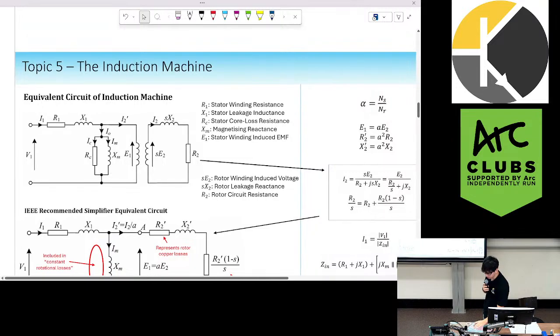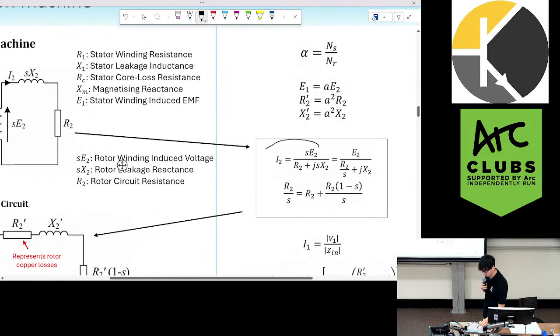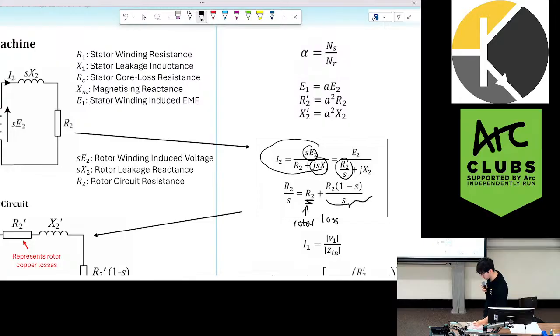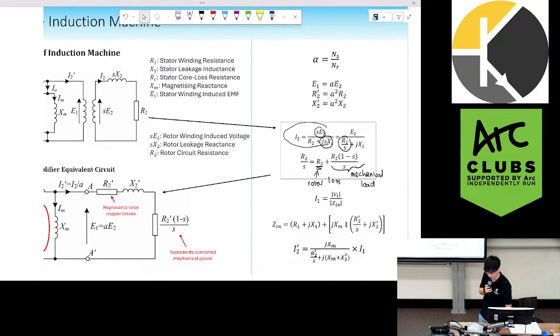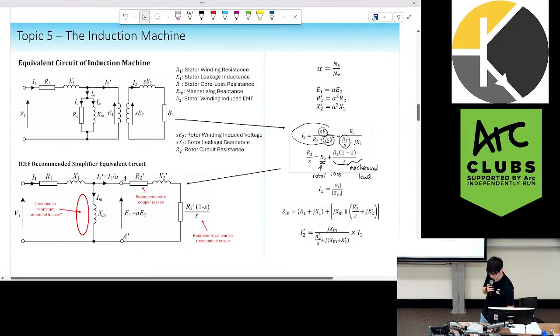So the workaround for this is we take our current and we divide everything by S such that the current remains the same. And instead of having our EMF and our reactance being multiplied by S, now we're dividing by S for our resistance. Next, we're going to split this resistance into a constant resistance. This represents rotor losses. And this resistance here, which is dependent on slip, represents whatever mechanical load we have attached, which will be causing that change in slip or change in velocity of our rotor and our stator.